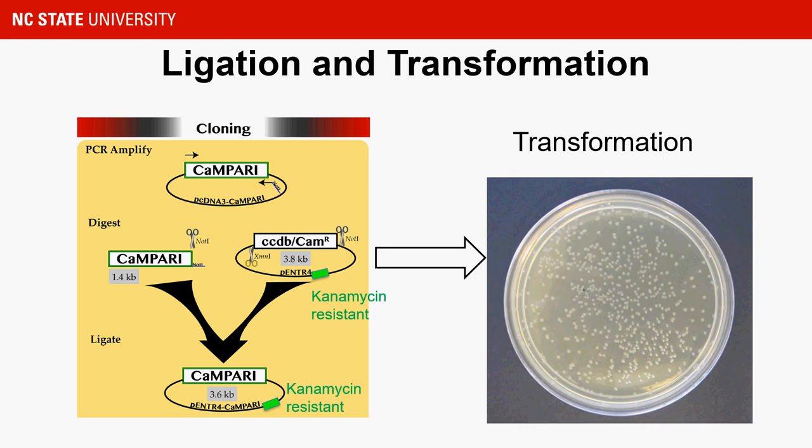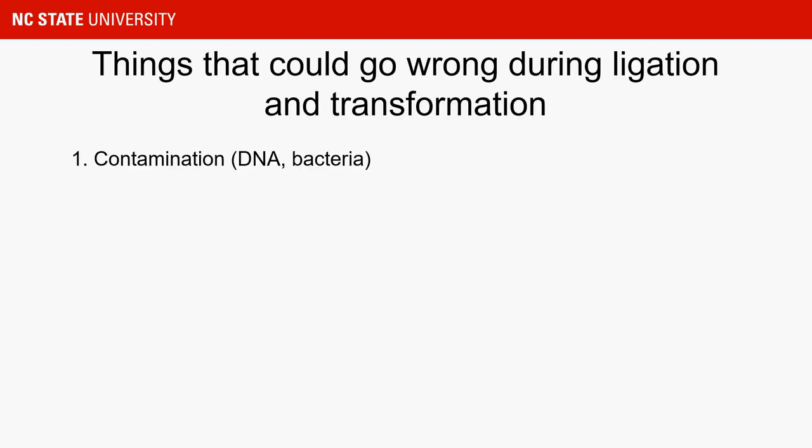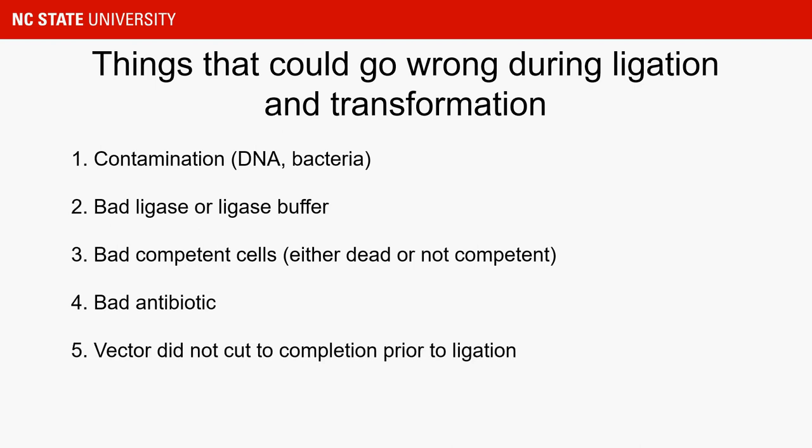However, what if the next day we find an unexpected result like this, with no colonies? If this happens, clearly something is wrong. Things that can go wrong during ligation and transformation include contamination of DNA, bad ligase or ligase buffer. The competent E. coli cells may be bad, or the antibiotic may be inactive, or the digestion of the vector before the ligation may have been incomplete.